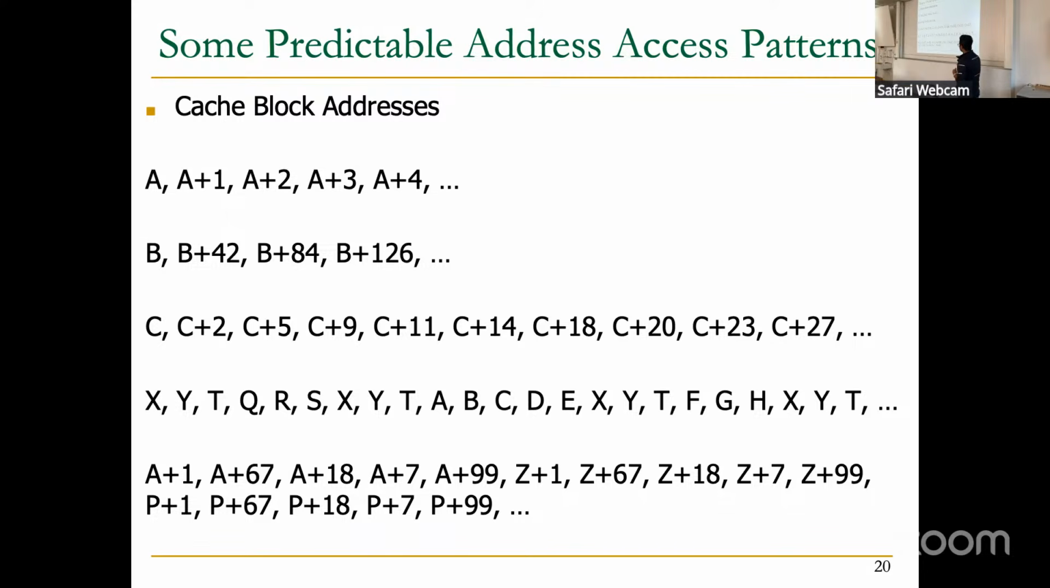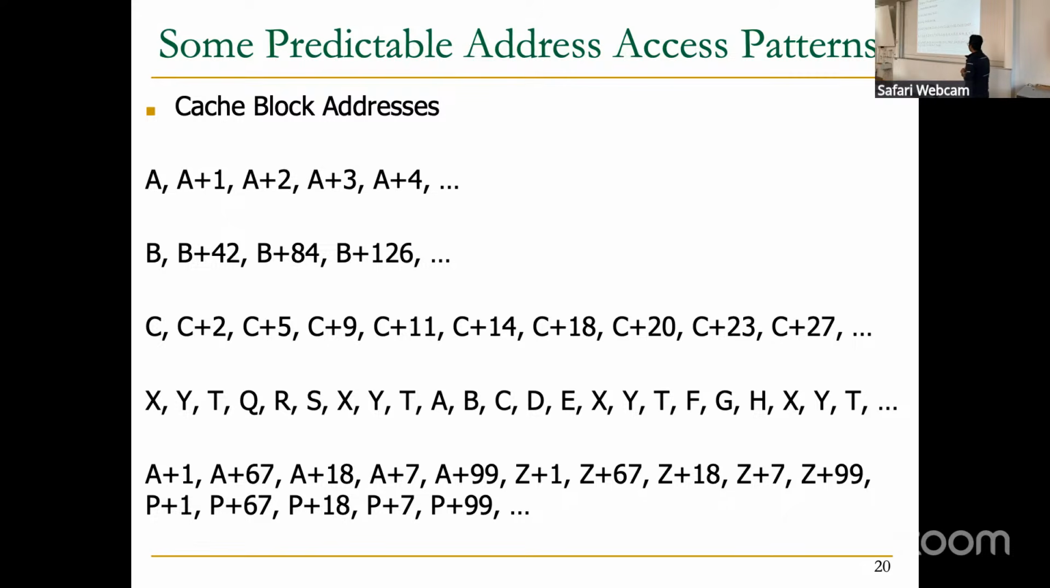Here is another pattern. It seemingly looks completely random, but if you look closely, you can see that X, Y, T always repeat. So if you see X, you know that the next would be Y. If you see Y, then you know that the next would be T. Maybe there are some other patterns also, but let's not go there.